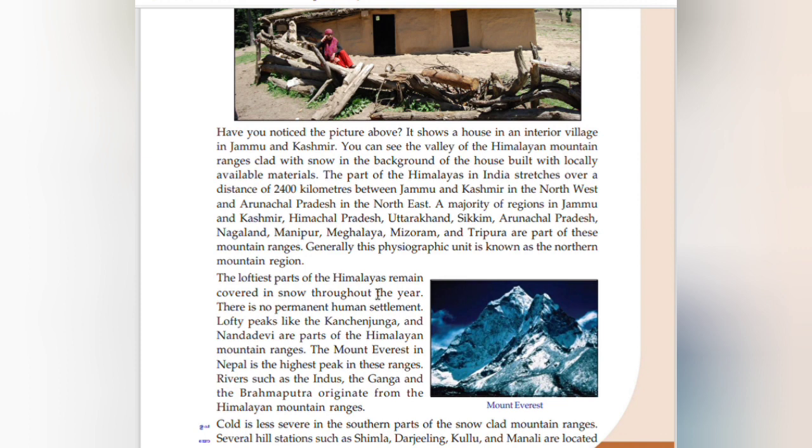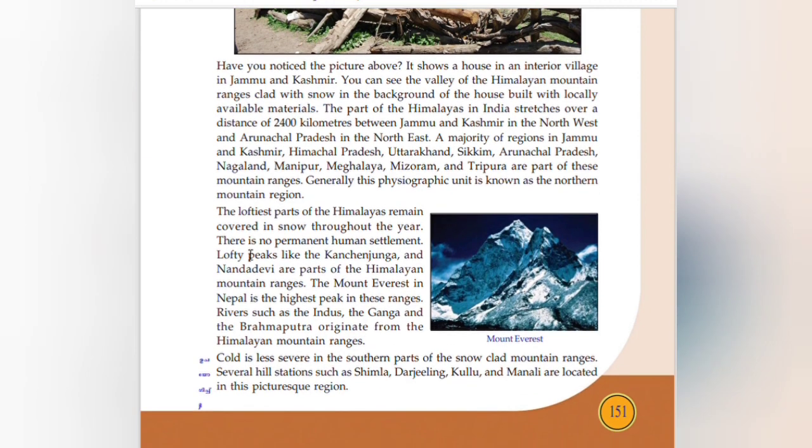The loftiest part of the Himalayas remains covered in snow throughout the year. There is no permanent human settlement. Lofty peaks like the Kanchenjunga and Nanda Devi are parts of the Himalayan mountain ranges. Mount Everest in Nepal is the highest peak in these ranges. Rivers such as the Indus, Ganga and the Brahmaputra originate from the Himalayan mountain ranges.